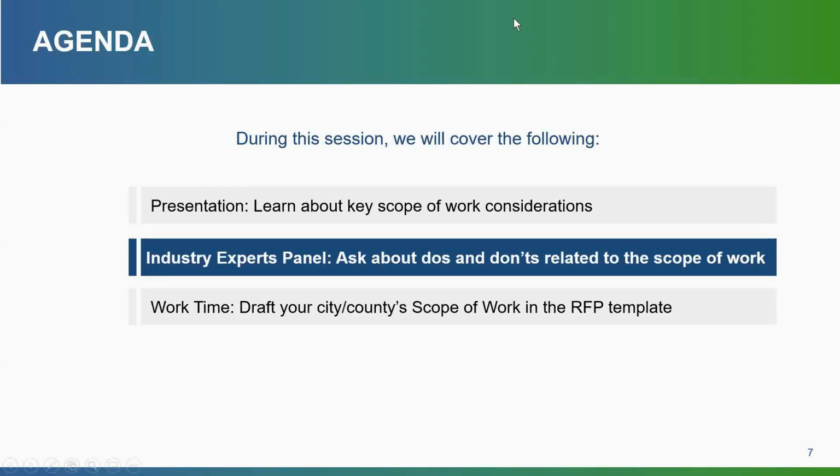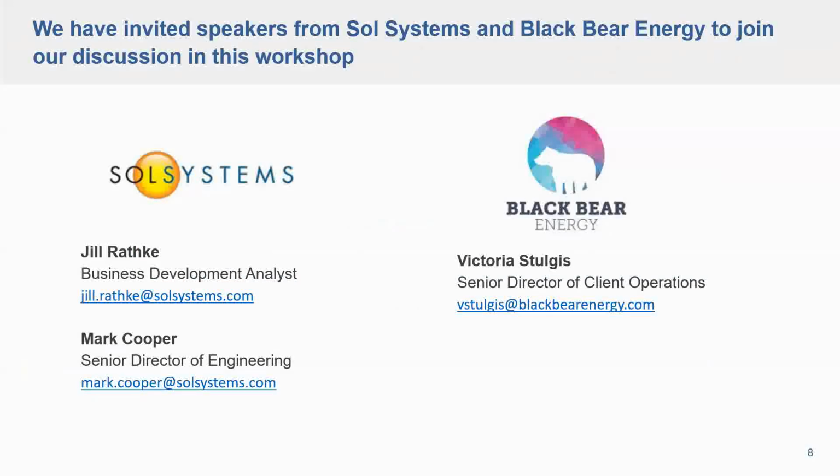So asking about the do's and don'ts related to the scope of work, we have speakers from Soul Systems and Black Bear that are joining this discussion. So Jill Rathke and Mark Cooper from Soul Systems and Victoria Stolgis from Black Bear Energy are on to answer any questions that you have regarding the scope of work. If you have other questions outside of scope of work, consider saving that for tomorrow, because we'll have a similar panel set up in the afternoon tomorrow for these same speakers to answer those questions as well.